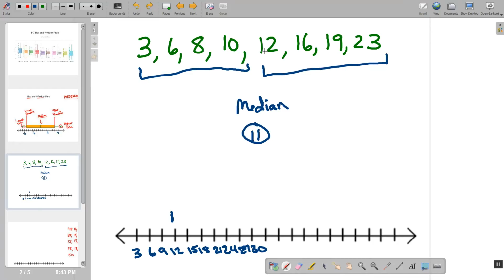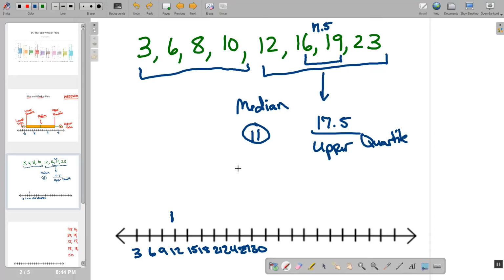of the upper set. Well, there are two numbers here and two numbers here, so the median of this set will be halfway between 16 and 19. So I know if I go 1.5 above this number and 1.5 below this number, that this median will be 17.5. So that is called the upper quartile or upper quarter. So that is the edge of my box. So that'll be right there.